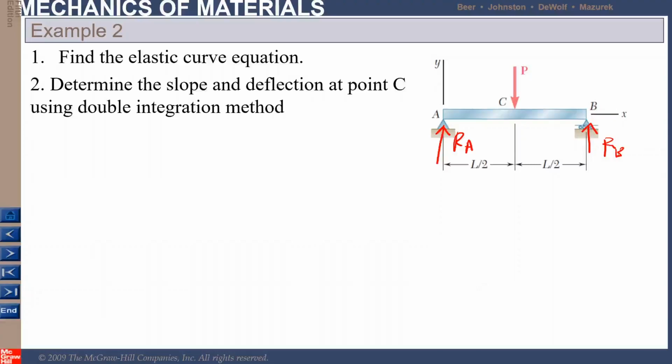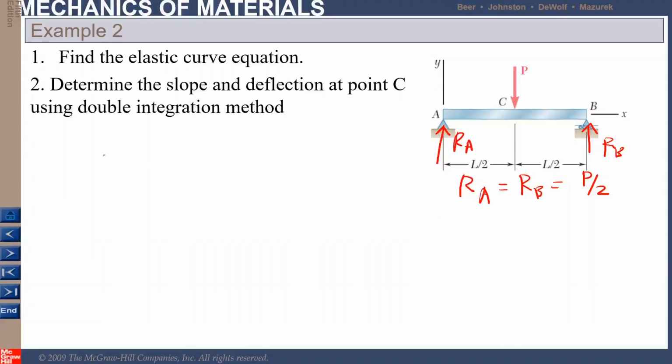Alright, so did you manage to find the values? If you use equilibrium, you can get the values of RA and RB. Because this is symmetrical, RA is equal to RB is equal to P/2. So we know that the reaction at RA and RB is P/2. Now we can proceed to find the moment equation.